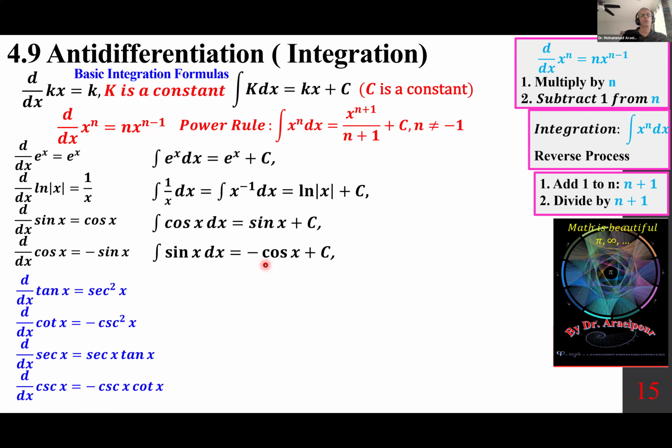Let's look at trigonometric functions. If the derivative of tan x is secant squared, the integral of secant squared x dx must be tan x and a constant.